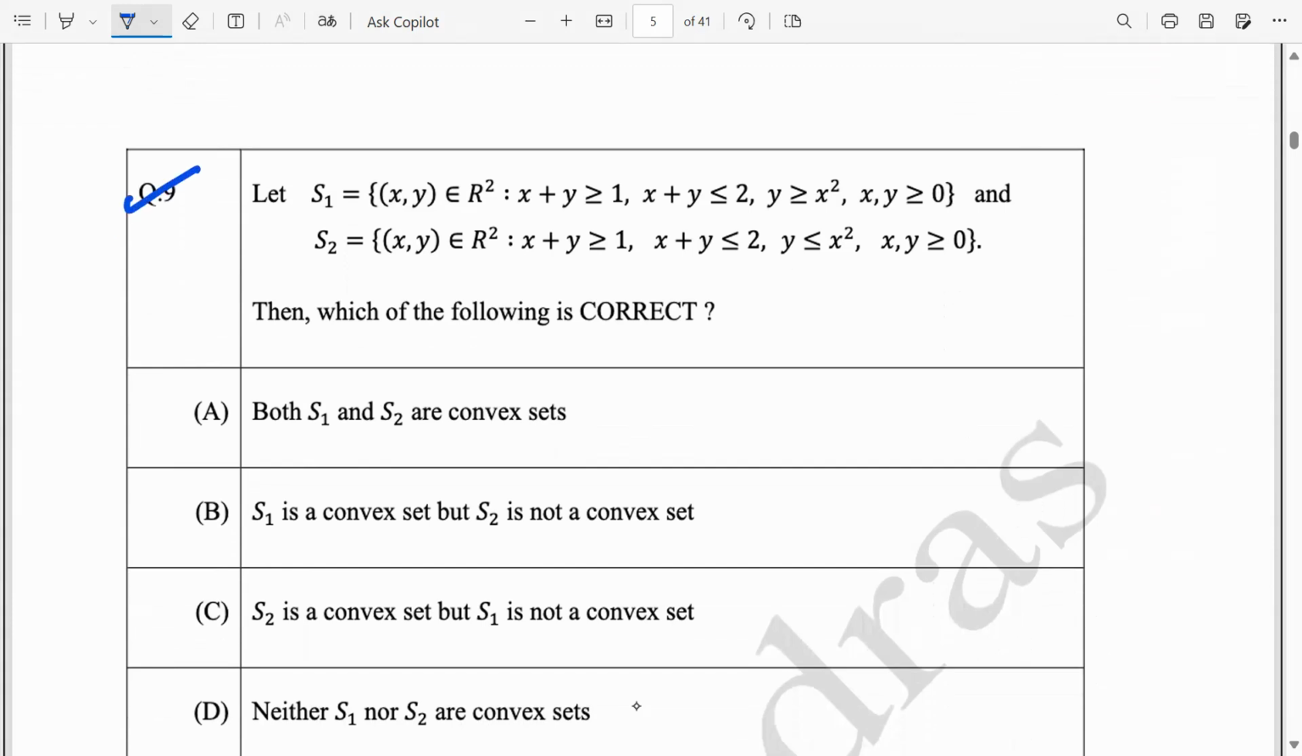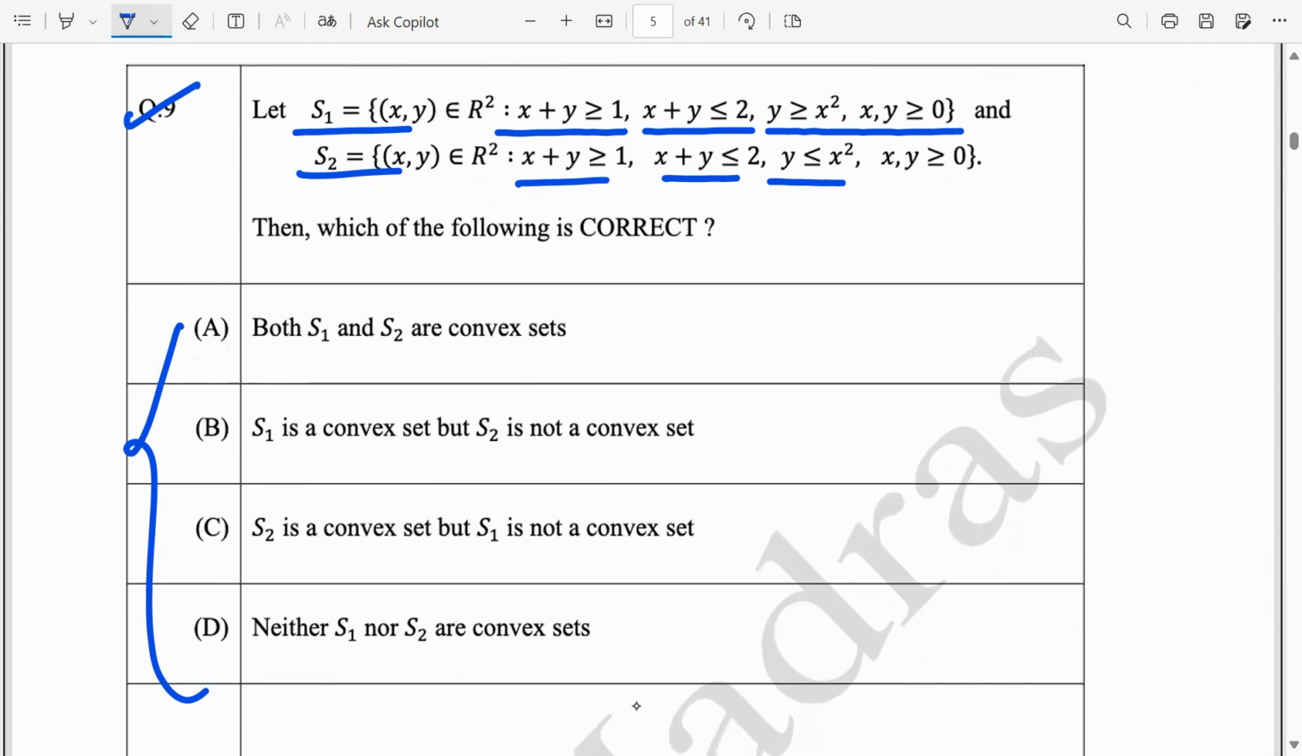Okay, we are given two sets S1 and S2. If you look at S1, it's x plus y greater than equal to 1, or x plus y less than equal to 2, y greater than equal to x square, x and y greater than equal to 0. And the second set is pretty much the same, but instead of y greater than equal to x square, we have y less than equal to x square. We need to find out which of them is a convex set. How do we work out the convex set? Basically, any set is said to be a convex set if I take 2 points inside the set, and if I join them, the line segment should lie within the set.